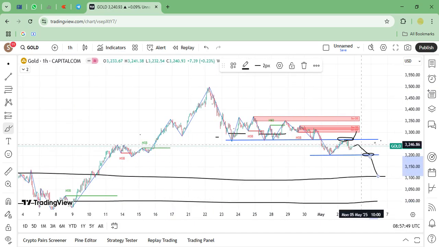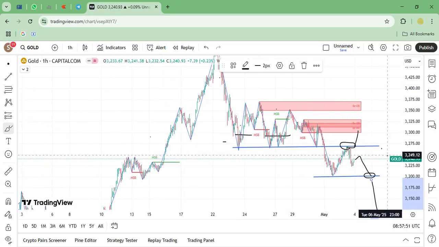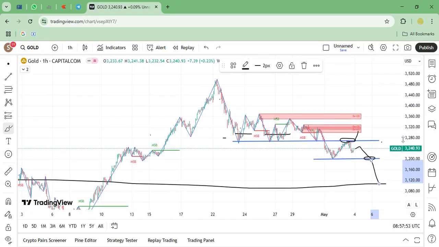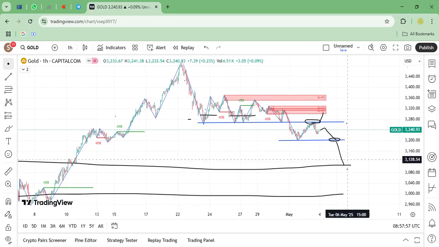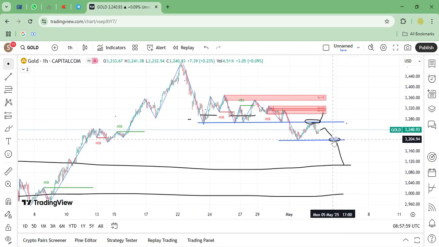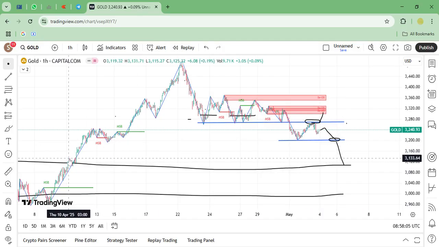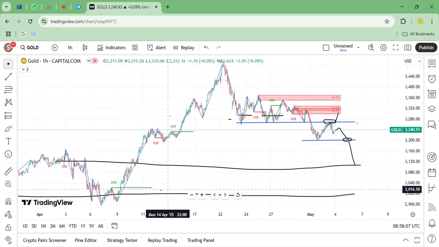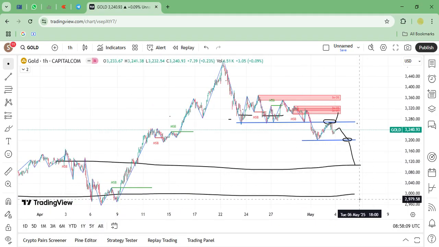Why I am giving you support and resistance levels very far is because this is a weekly analysis video. We are not doing a daily analysis, we are talking about weekly analysis. So this 3200 is working as a first support. If that breaches, then 3120 will be working as a second support. And if that breaches also, then we should expect that it will fall up to 3000 levels as well.